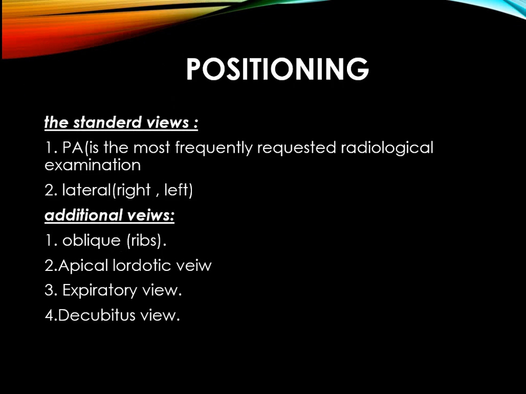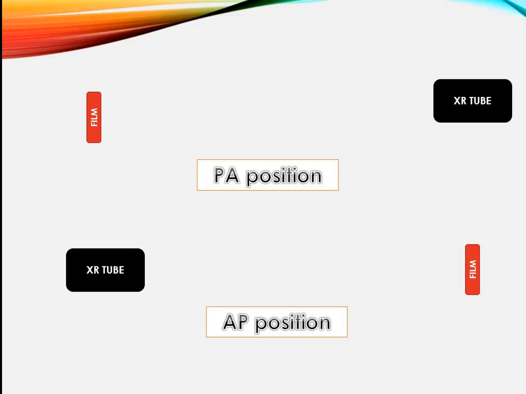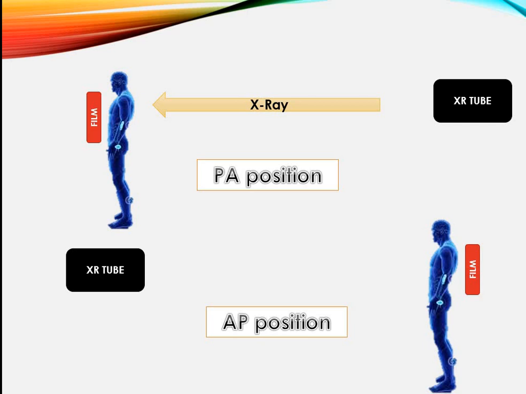Positioning. To take the chest X-ray, we have to put the patient in a certain position. We have some standard positions. The most important one is the PA position, especially the PA erect chest X-ray. Lateral position is sometimes requested, and we have right lateral and left lateral positions. The PA chest X-ray is named so because the X-ray will penetrate the patient from posterior to anterior, while in the AP position, the X-ray will penetrate the patient from anterior to posterior, lying down.